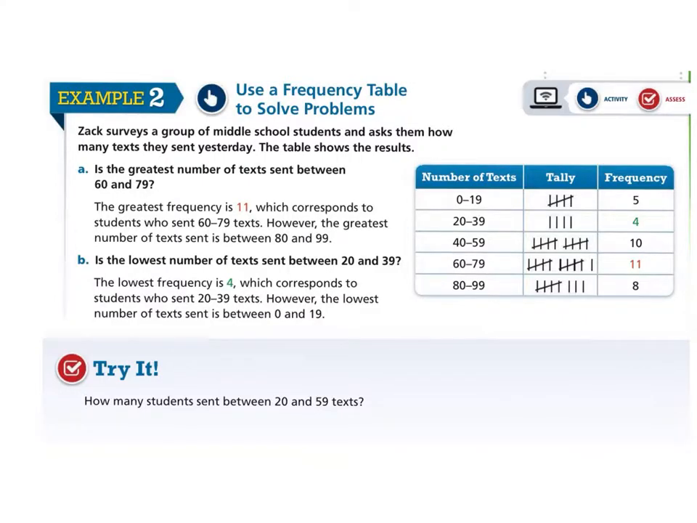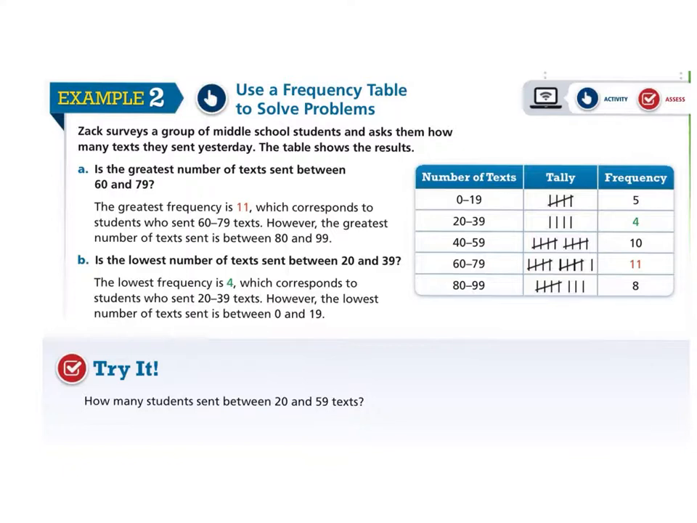Look at example 2. Zach surveys a group of middle school students and asks them how many texts they sent yesterday. The table shows the results. This is a common mistake that the book's checking out with us here. Is the greatest number of texts sent between 60 and 79?